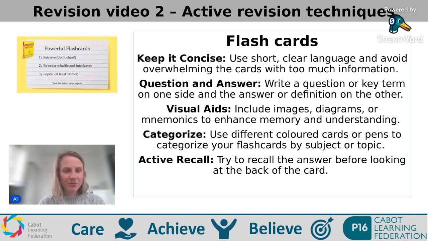Include images, diagrams, or mnemonics to help you remember your flashcards. A great idea is to categorize your flashcards. Use different coloured cards for different themes or topics.